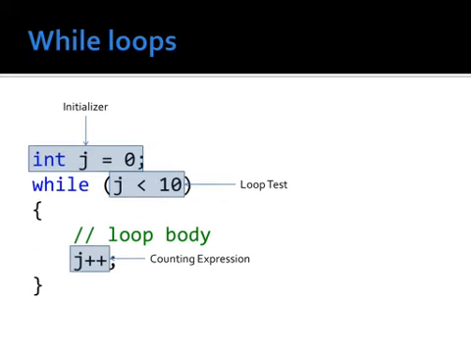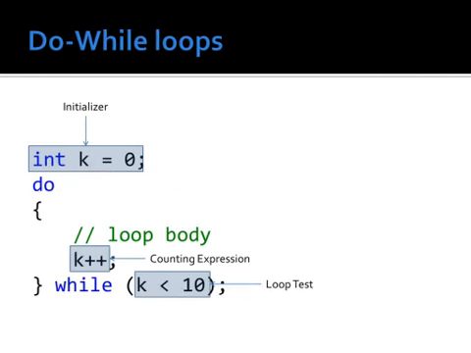While loops are a little different than for loops. In this case, we initialize our variable j equals 0 outside of our while loop. This could just as easily be a Boolean value that we test within our while loop. In this case, our while loop test is a test to see if j is less than 10. At the end of our loop body, we have our counting expression, j++, which will increment the value of j by 1. This while loop performs the exact same operation as the for loop that we just discussed.